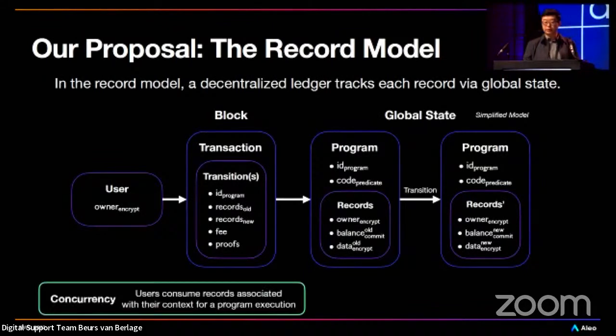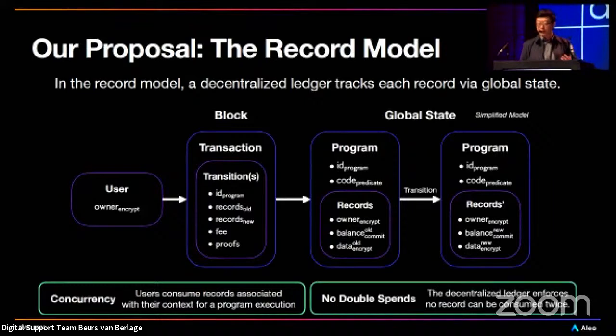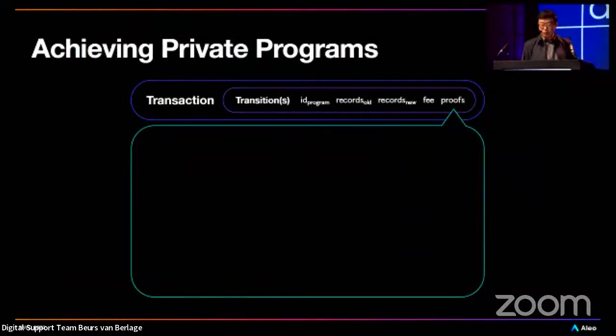Now, the intuition here is that users consume just the records necessary to execute the program for their context, rather than consuming the entire state of the program. This allows multiple users to interface with the same program at the same time. And in addition, the ledger enforces double spend conditions, meaning no record can be consumed twice by any one user or by two parties trying to consume the same record at any time on the ledger. And so if we go back and take a look at that design that we had previously, in this new model, we now have transactions that assert a new high-level statement. Let's walk through this updated design.